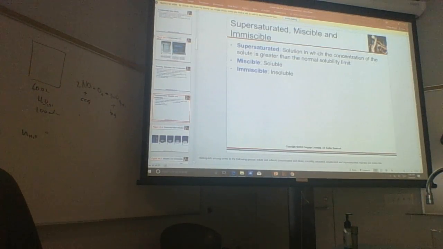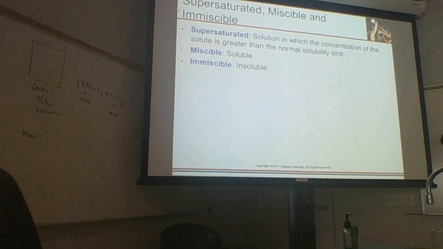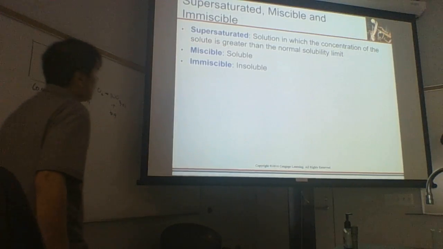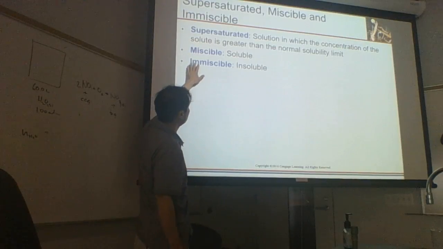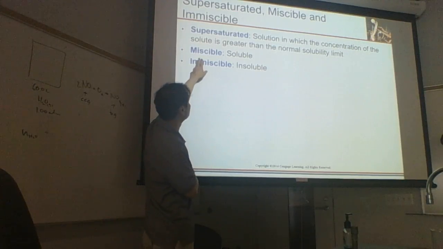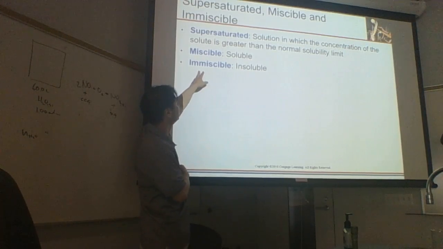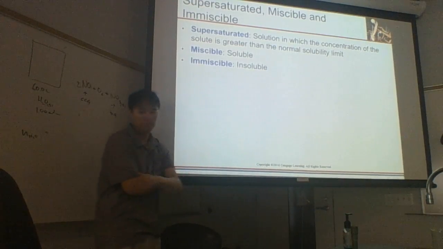Some things have no solubility limit. Some things are infinitely soluble, and so there's no limit. Sodium chloride is not infinitely soluble, but methanol is. If I try to dissolve methanol in water, there's no limit. I can dissolve any amount of methanol in water I want without limit. That's called miscible. And some things don't dissolve at all, like oil. I can't dissolve any oil in water, and so we call it immiscible.